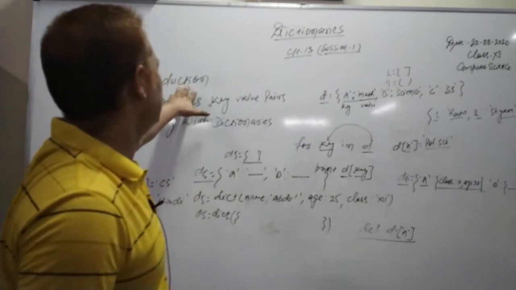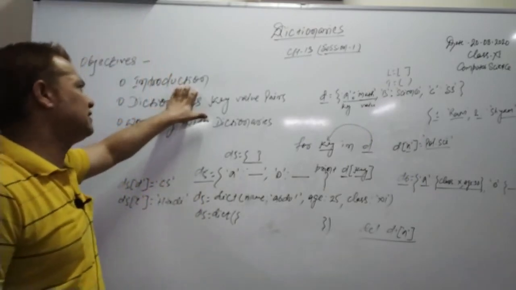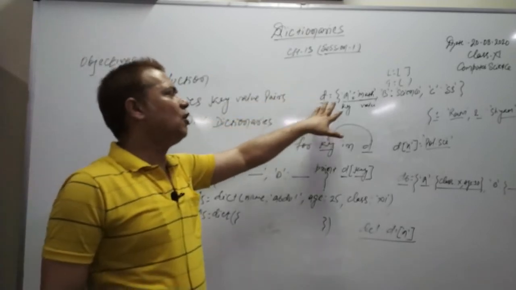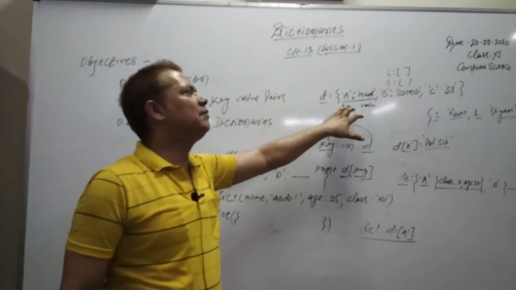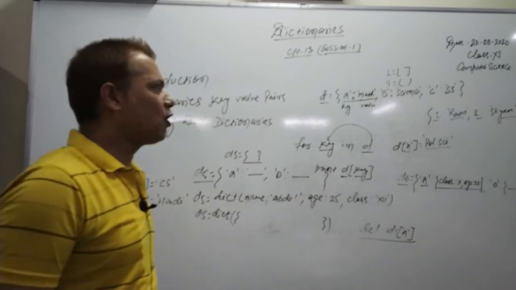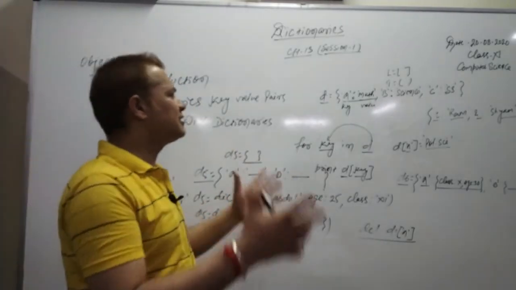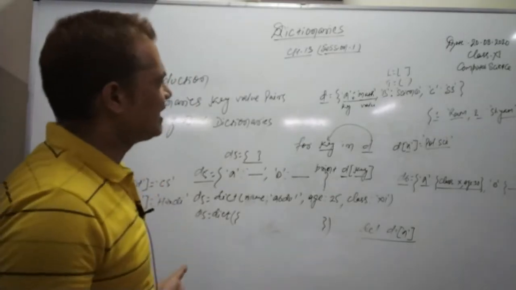So today we discussed the introduction part of dictionary. Dictionary is one of the fundamental data types we have in Python, which always has elements in the form of key and value pairs separated by commas. Dictionary is unordered. Dictionary is not in sequence. Only the dictionary is a collection.